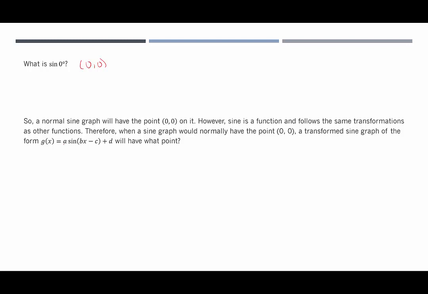So remember, a is going to tell us the amplitude, and b is going to help us determine the period. So we can say period equals 2 pi over b. So it's c and d that are going to be affecting where the starting point is for any sine graph. The x-coordinate will move based on c, and the y-coordinate would move based on d. So instead of 0, 0, a sine graph would now have a point at c, comma, d.